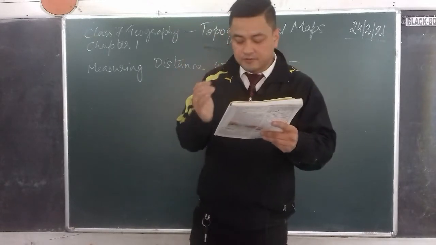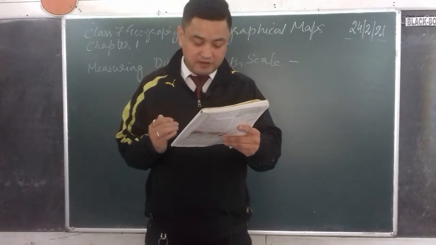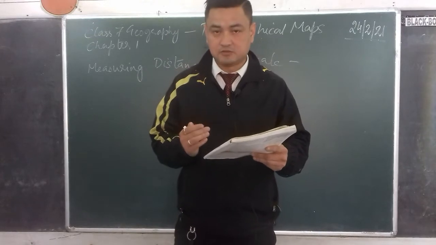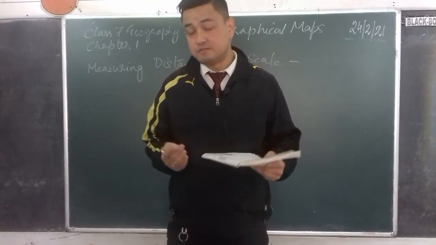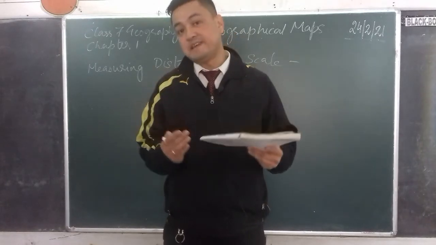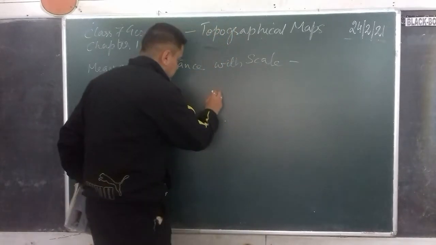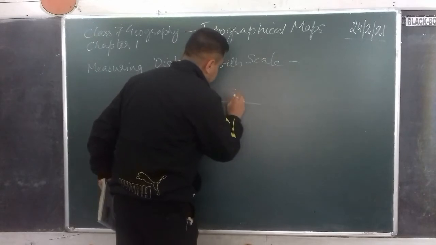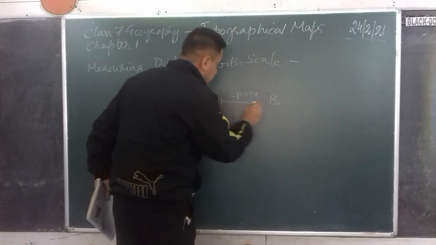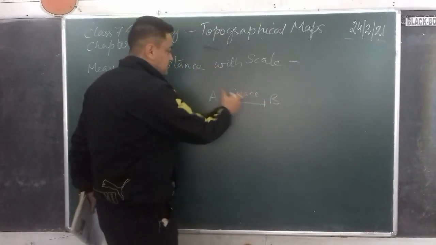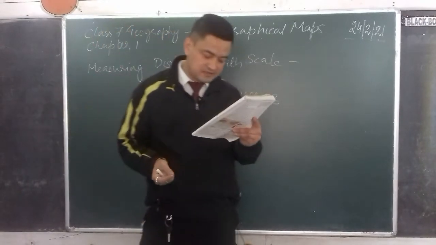Most important use of scale on a map is measuring and calculating distance. So last time only I told you what distance means. Distance is the space between 2 points. Now point A and point B. What is the space here? This is known as a distance.